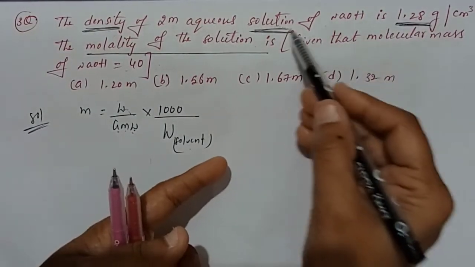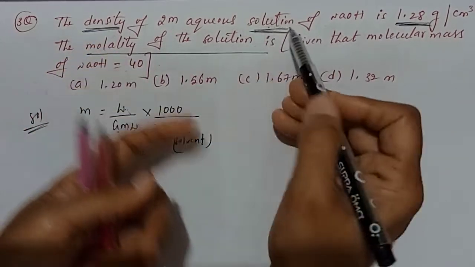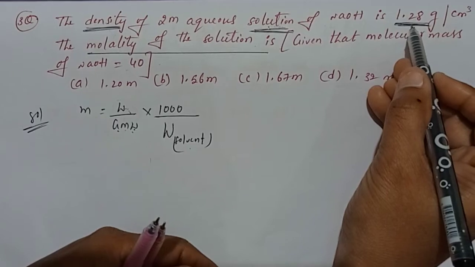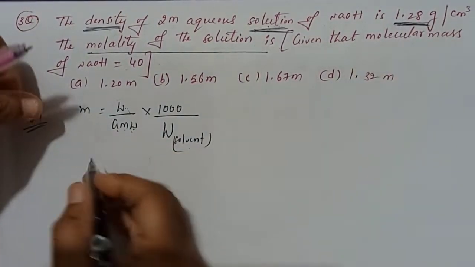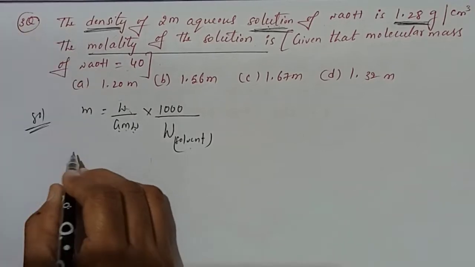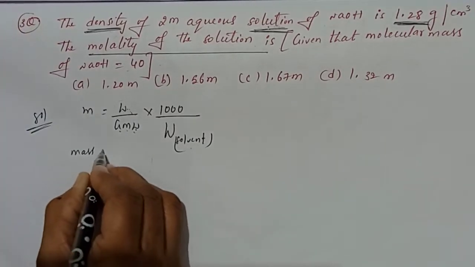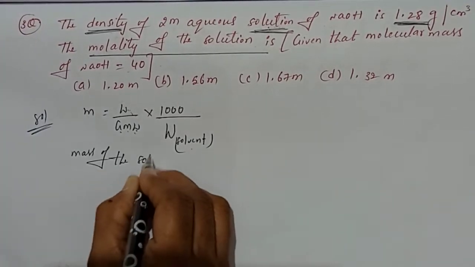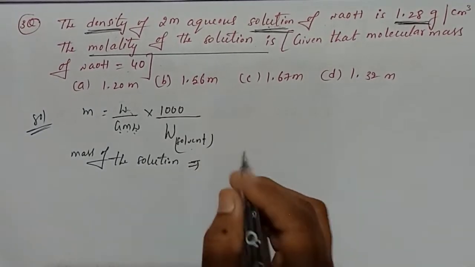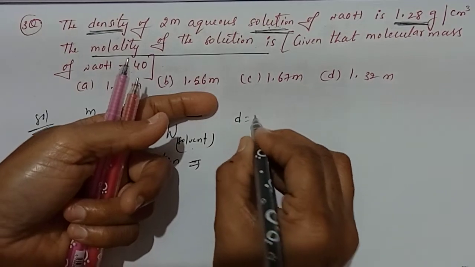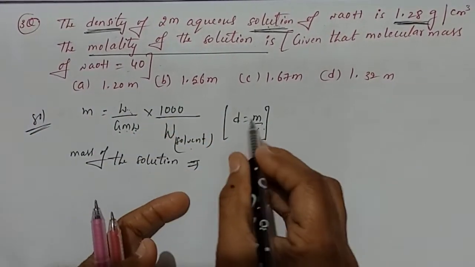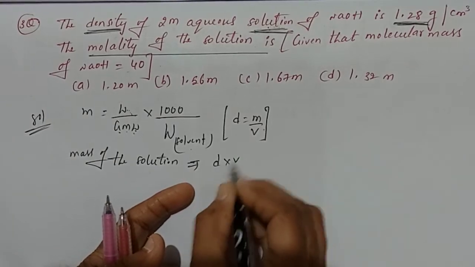See students, here solution, which one I am going to find? Solution mass I am going to calculate. Okay, now so mass of the solution or weight of the solution. So what we can write, students? Mass of the solution is equal to what we can write? Because we know that density is equal to mass by volume. Correct? Mass of the solution is equal to density into volume.